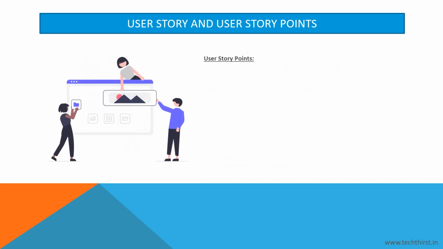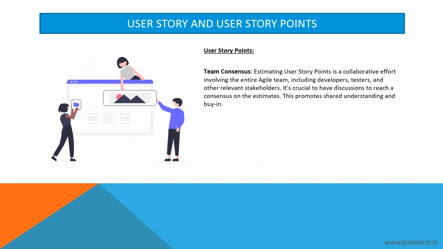Team consensus. Estimating user story points is a collaborative effort involving the entire Agile team, including developers, testers, and other relevant stakeholders. It's crucial to have discussions to reach a consensus on the estimates. This promotes shared understanding and buy-in.